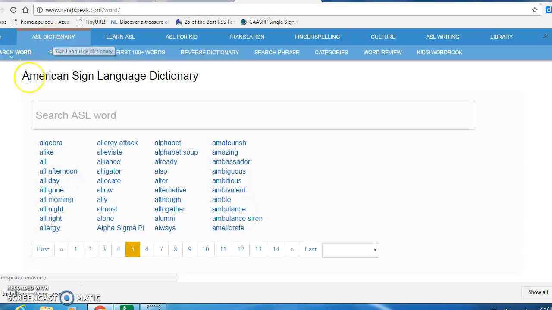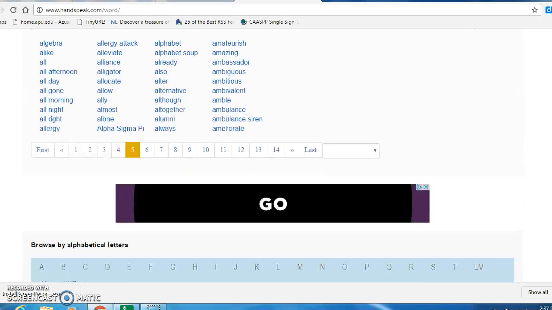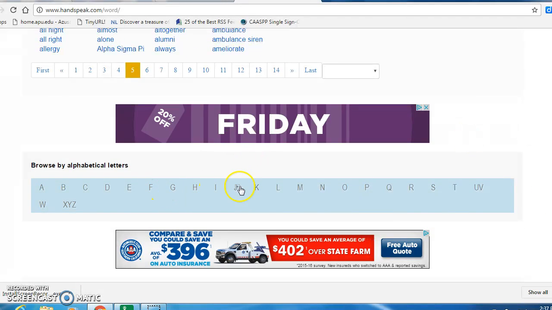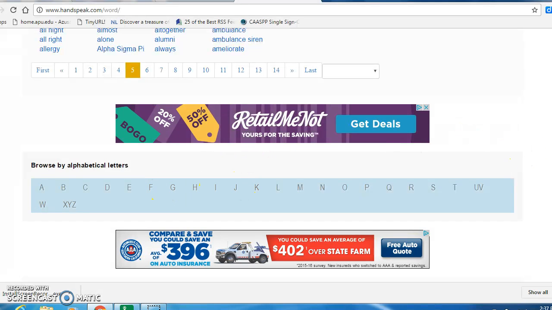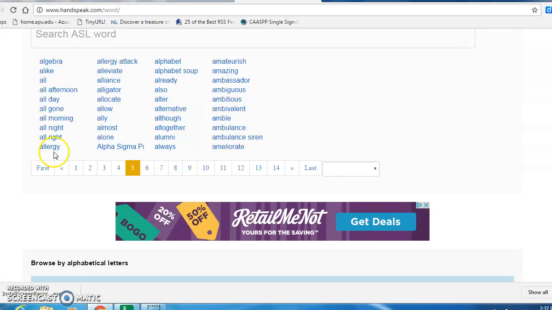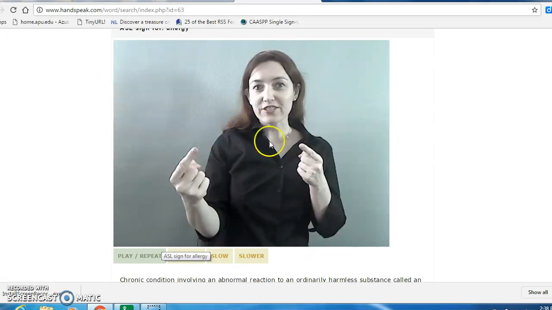An ASL dictionary. You can use it by search word, or if you want to do these links here, or also by the alphabet here. But just for one really quick example of what this has, if you wanted to say something like, or sign rather, the word allergy, you click on that word, and you'll notice immediately a video will come up. Here you can press play, and it will give the sign for allergy.